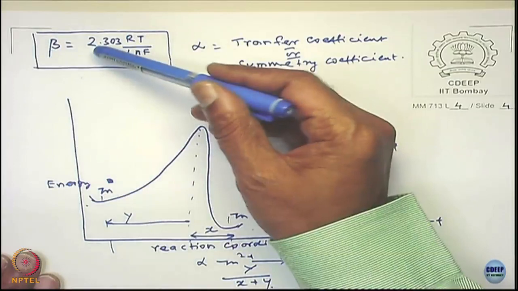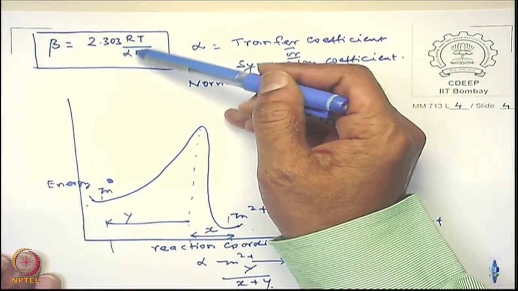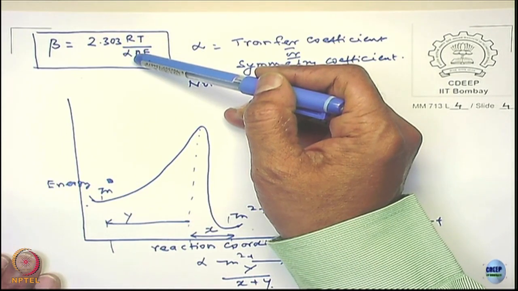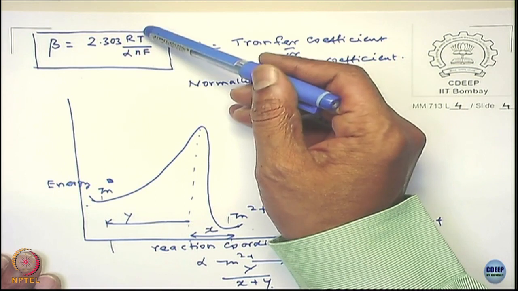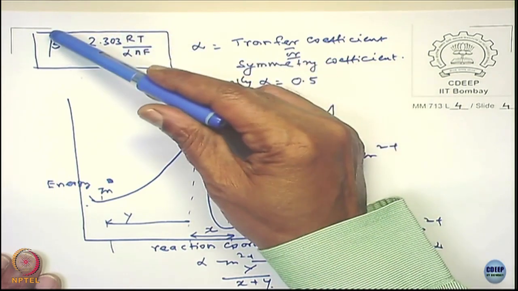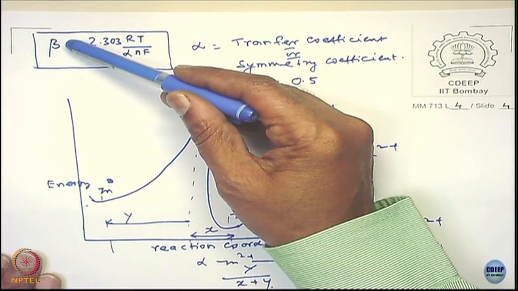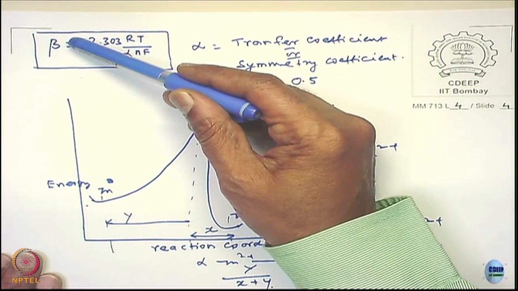Beta is equal to 2.303 RT by alpha NF. What is N? The number of electrons involved, 2, 3, whatever. F is the Faraday, T is the temperature, R is the gas constant. So, beta is a characteristic property, and so is I naught. Yes, I naught is also a characteristic property.